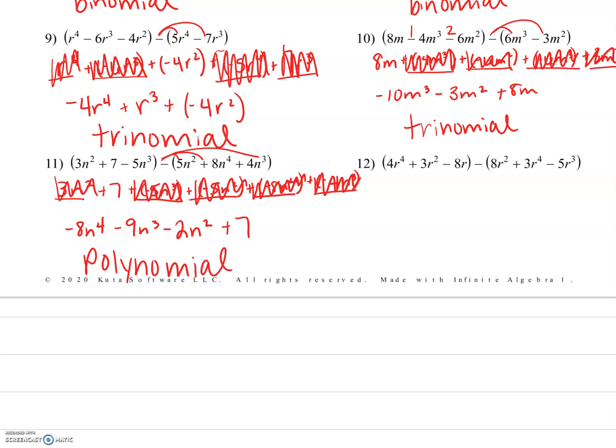Last one that we're going to do together. I would encourage you to pause it and try to do it before me. I'm going to rewrite this and distribute that.